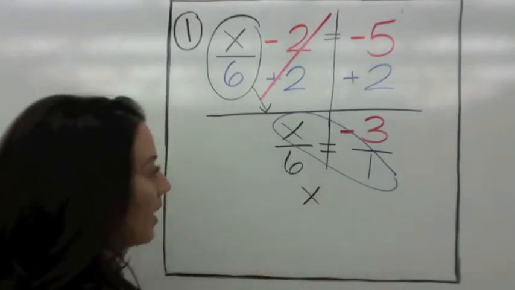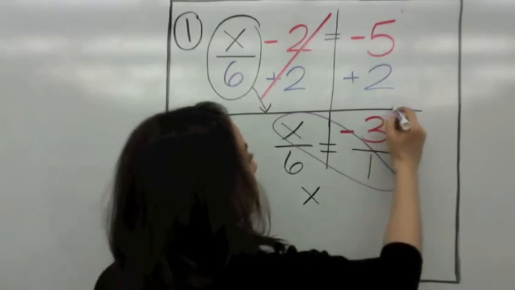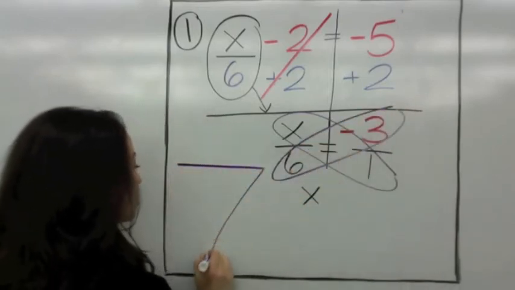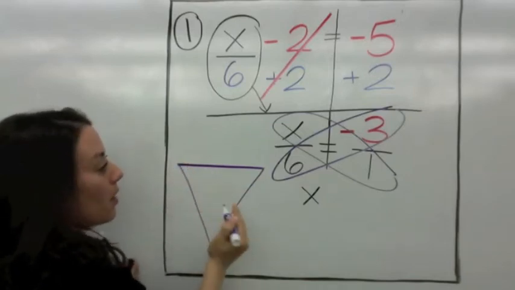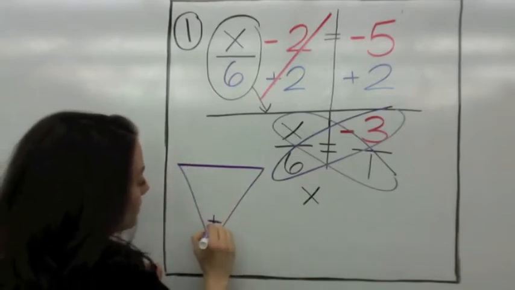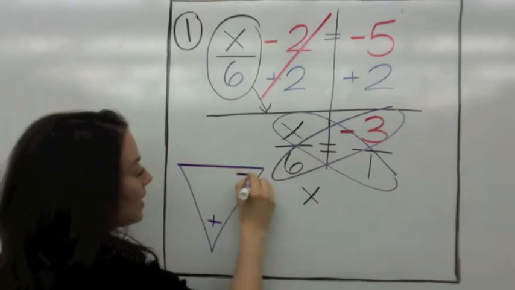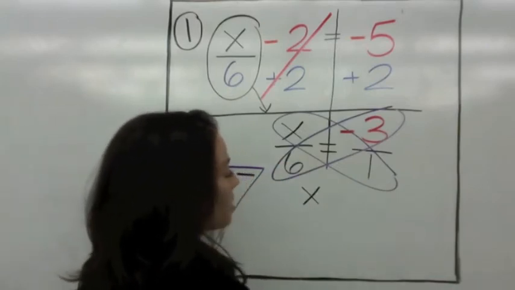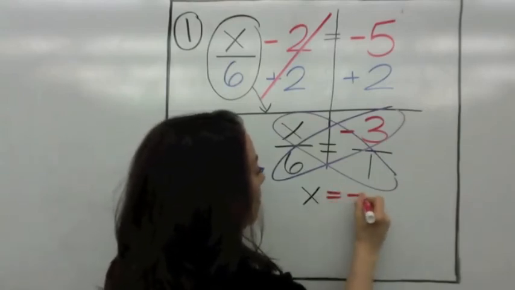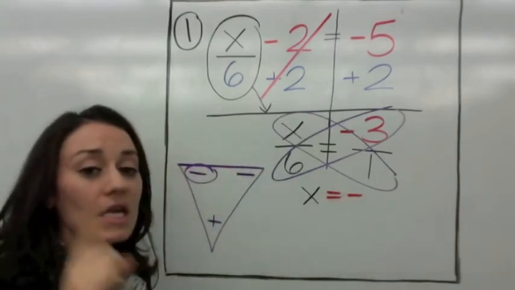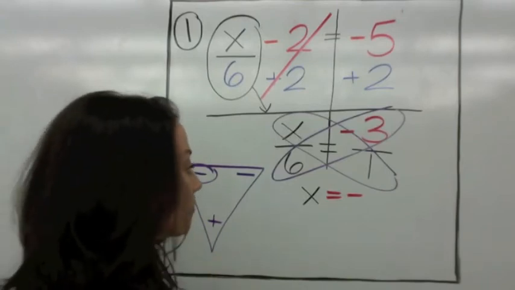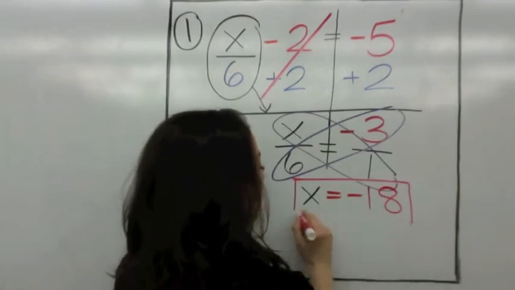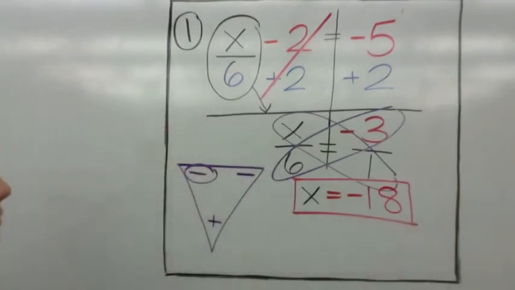All right. Now we're going to go ahead and cross multiply positive 6 times a negative 3. Now since we're multiplying integers, we are going to use Bob. We're going to say a positive times a negative is negative. Right. So the answer is going to be negative. And tell me, what is 6 times 3? 6, 12, 18. Right? It's negative 18. Okay. Go ahead and write that down.